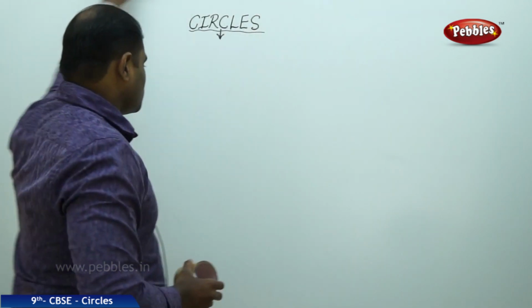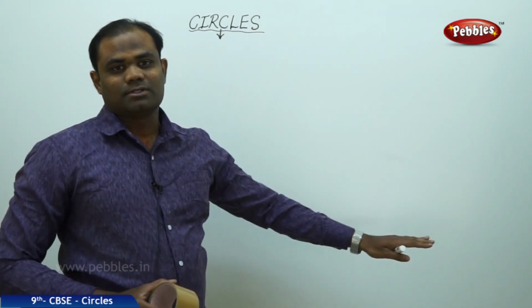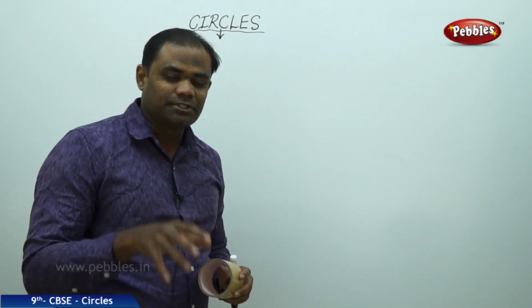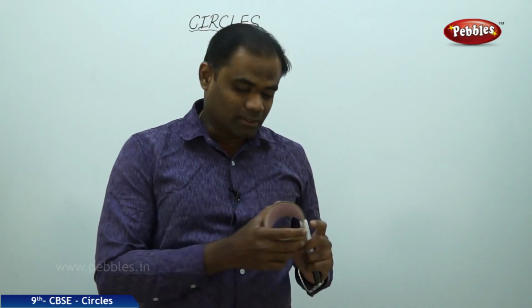This board is not a circle because it is not circular. So by seeing the shape, we can identify whether it is a circle or not a circle. In this case, the rim is a circle, but the wide face is not a circle.